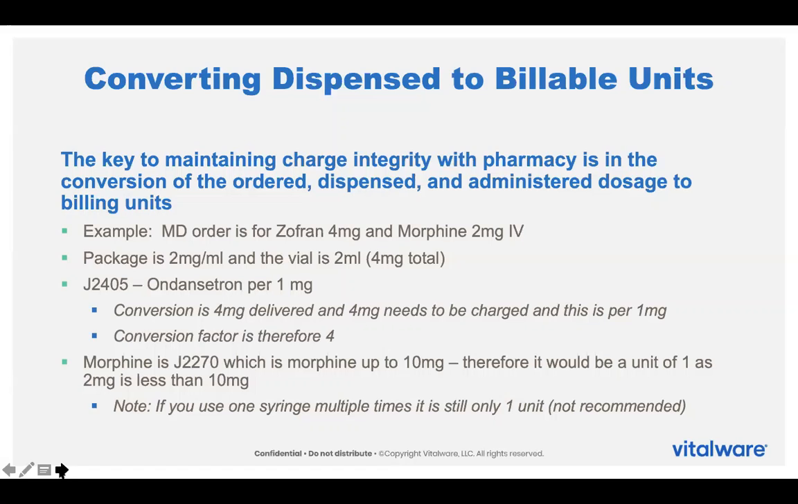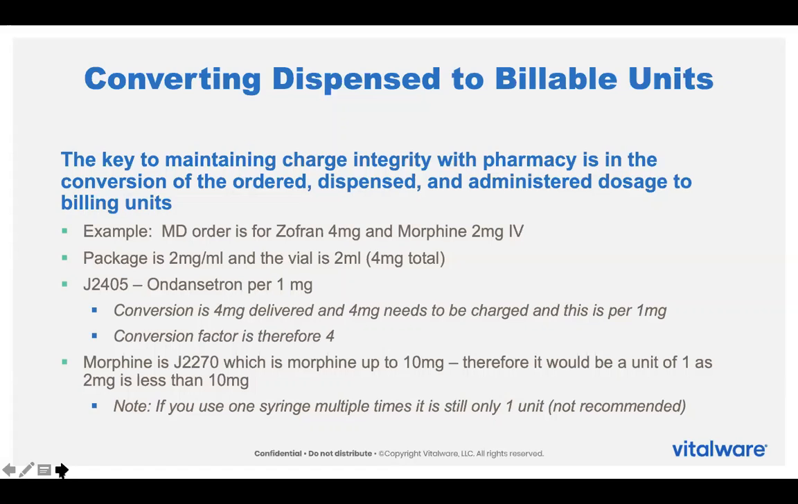So a lot of times on the bill, I'll see a billing unit of 1. When in fact, when you look at the HCPCS code, it's per 1 milligram. So when J2405 goes on, it should have 4 billable units on that UB04. Failure to do that would give you an underpayment. Now, obviously, Zofran is an N status and you wouldn't bill it, but I just used it for an easy example. Morphine, however, J2270 says morphine up to 10 milligrams.